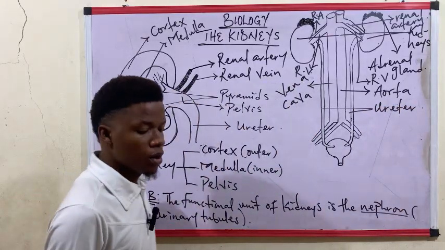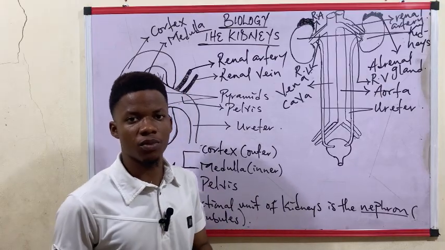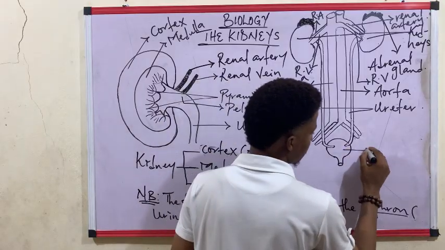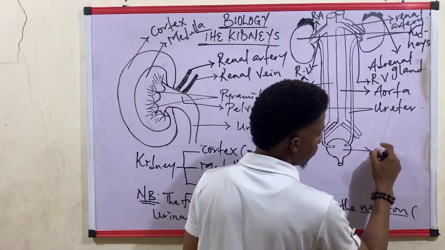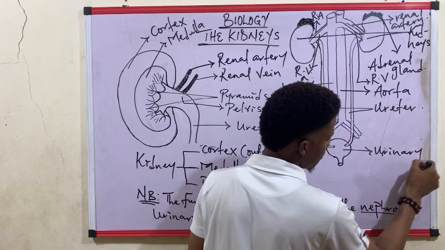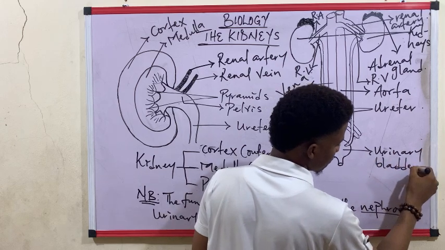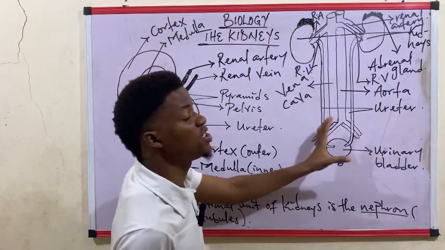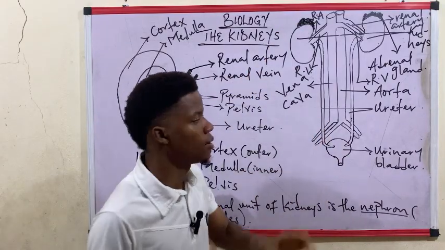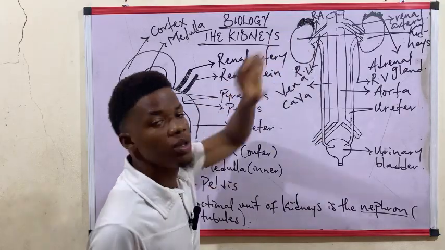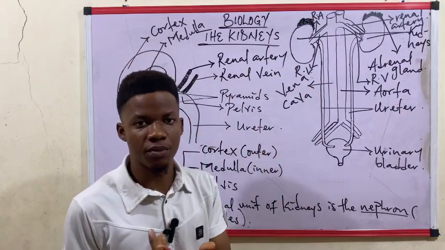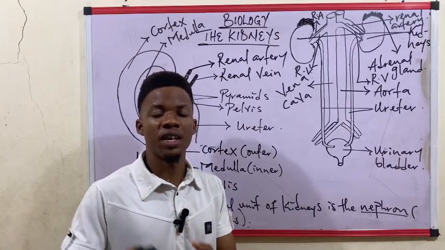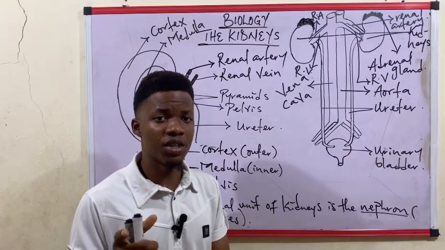Now, what connects the kidney to this, which is called the bladder, or simply the urinary bladder? What connects the kidney to the urinary bladder is the ureter. The kidneys form urine. Urine is produced in the kidneys. Let's take note of that.